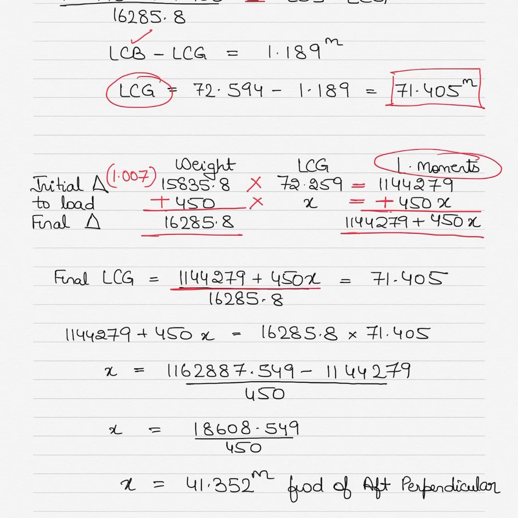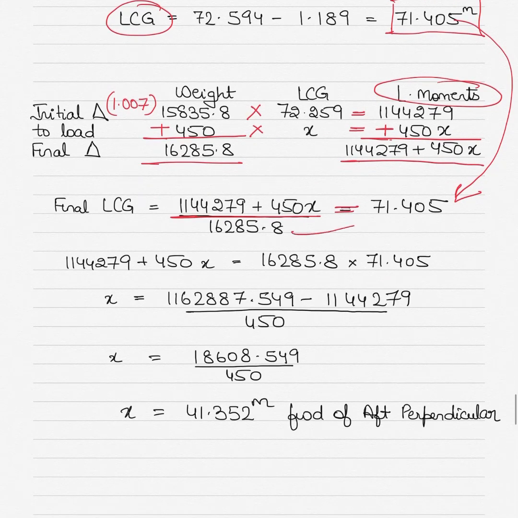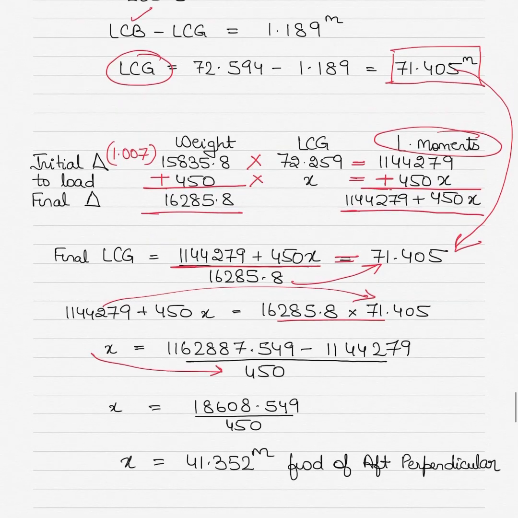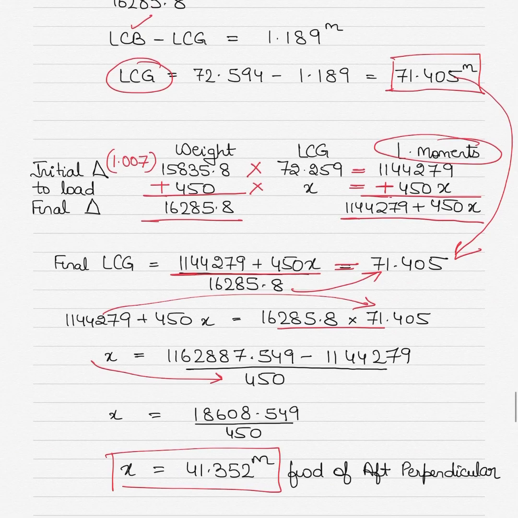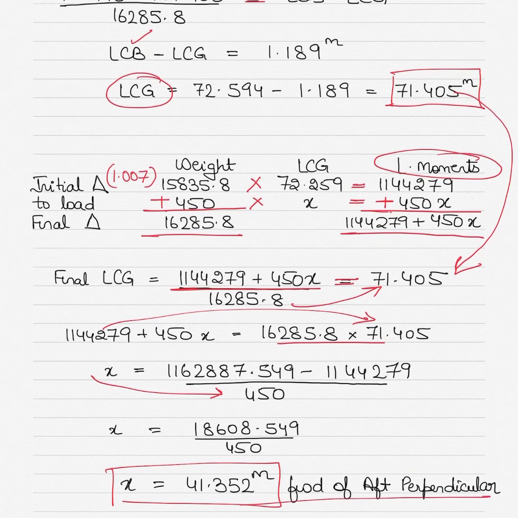So your final LCG will be equal to final longitudinal moment divided by final displacement. But you already know your final LCG. What you don't know is from where the cargo is to be loaded. So your final LCG is 71.405. You got this from here. Simply take this value here. Then once you multiply these two values, take this one here. You got 450x. Then you will divide by 450 here. The x that you get is 41.352 meters. And you get that forward of half perpendicular.